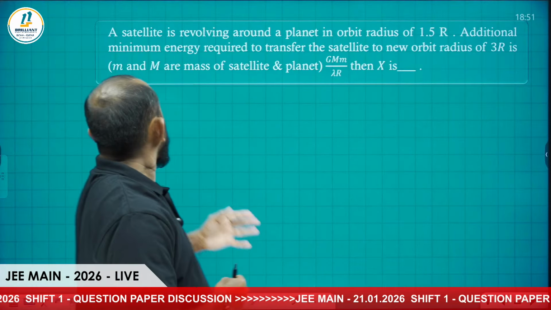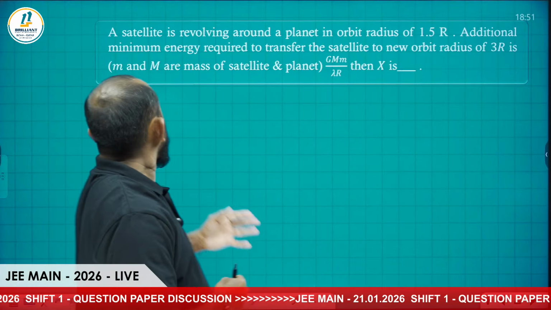So energy of satellite. All of you know the total energy of a satellite E, it is minus GMm by 2R. Now from one orbit to another orbit you have to transfer it. So initial to final means final minus initial. That will be the extra energy we have to find. So additional minimum energy required, that difference in energy we have to find out.